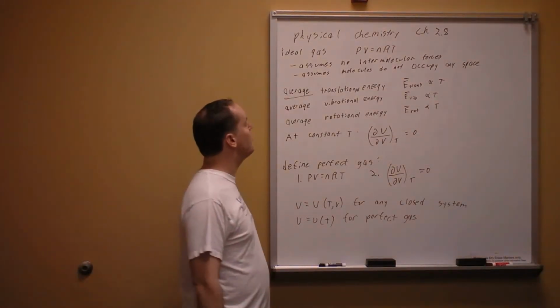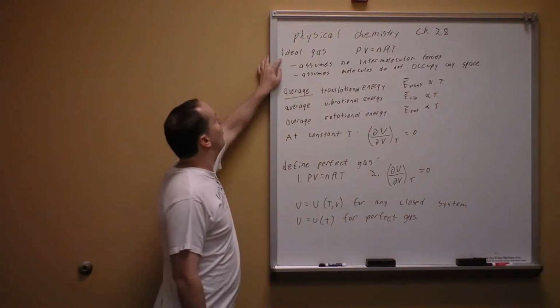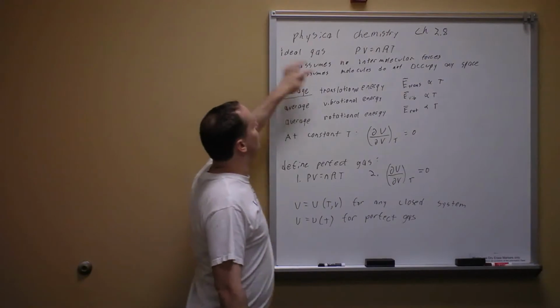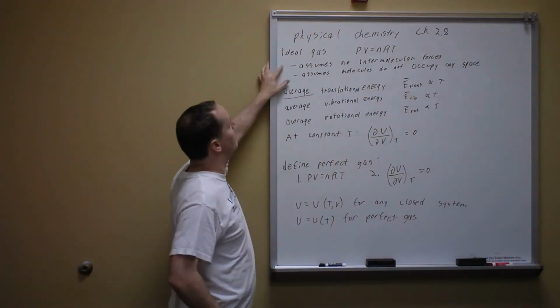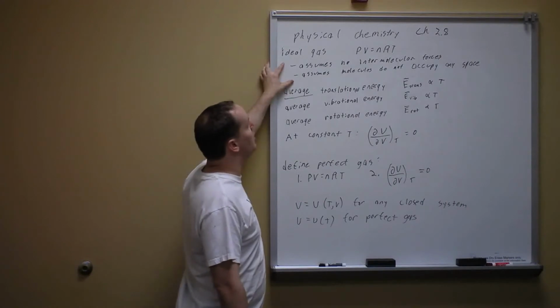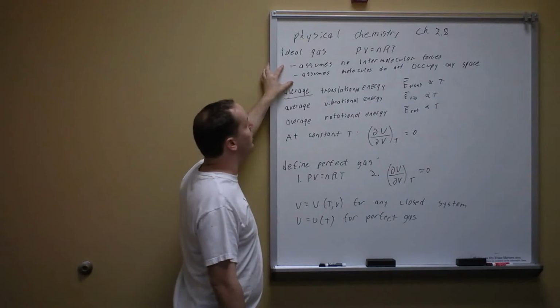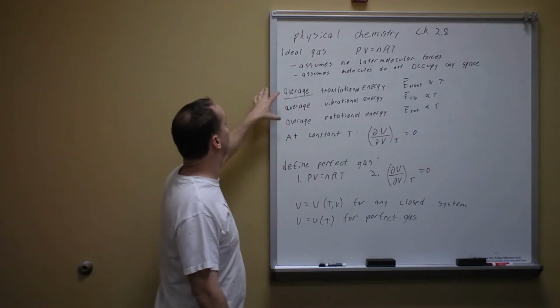Continuing physical chemistry, chapter 2. We're now starting chapter 2.8. We know from before that an ideal gas is one that is described by PV = nRT. This formula makes two assumptions. One is that there are no intermolecular forces, and two, that the molecules do not occupy any volume.